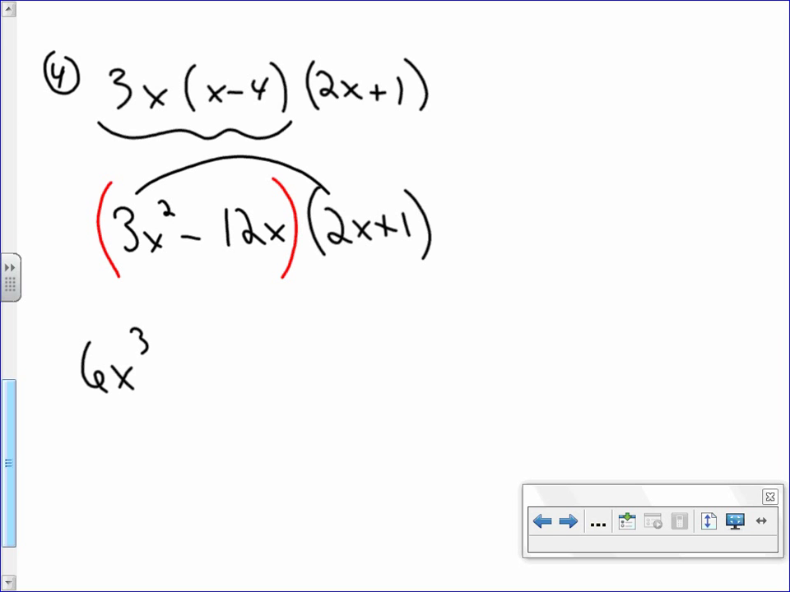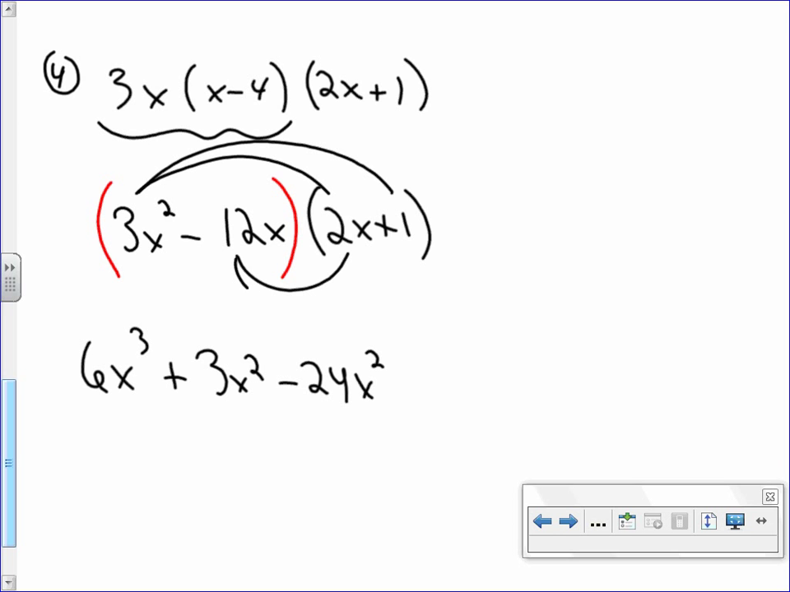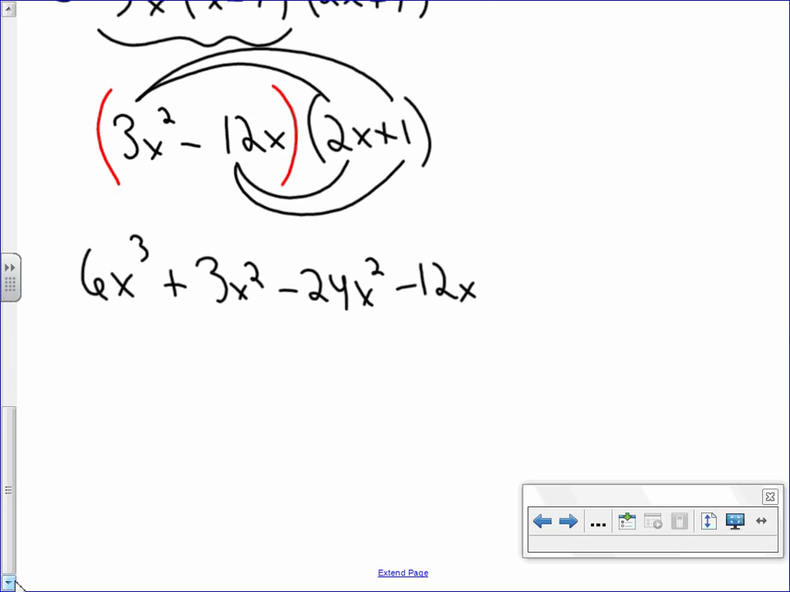And I'm gonna draw that moon shape, 3x squared times 1 is 3x squared. Now I'm gonna go underneath here and do negative 12 times 2. Negative 24, it's an x and an x, so x squared. And then negative 12x times 1 is minus 12x. So we just kind of got an extra x going on, okay? I don't think that's hard, it's just a little more complex, a few more steps to do.